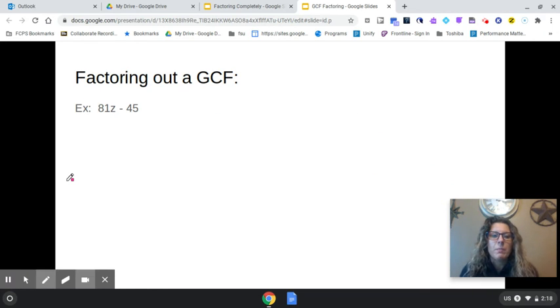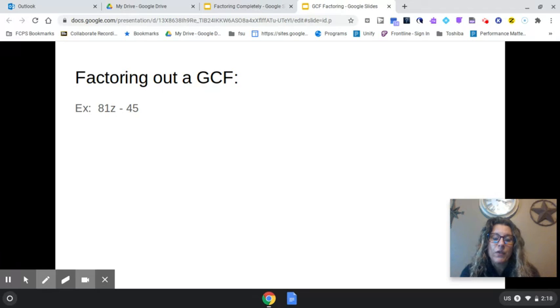All right, we're going to be learning a process called factoring out a GCF. This is kind of like backwards distributive property. Our answers are going to look like a distributive property question, but we could use distributive property to check our answer to see if we did it correctly at any time. So let's take a look at our first example. We have 81z minus 45.